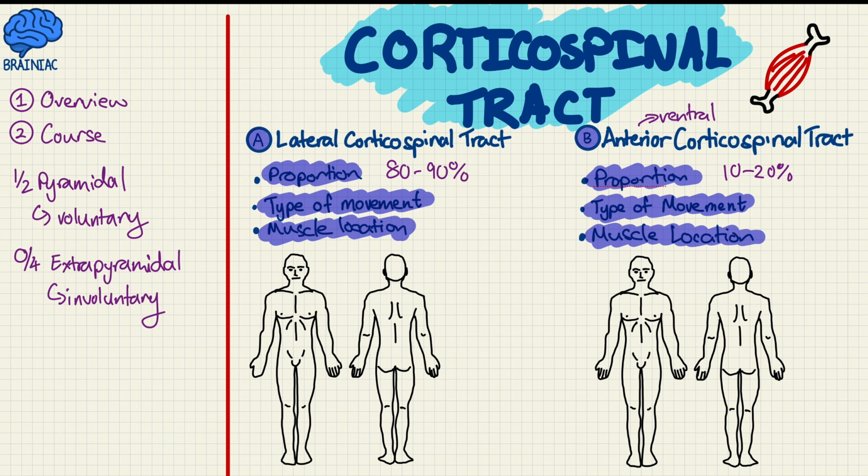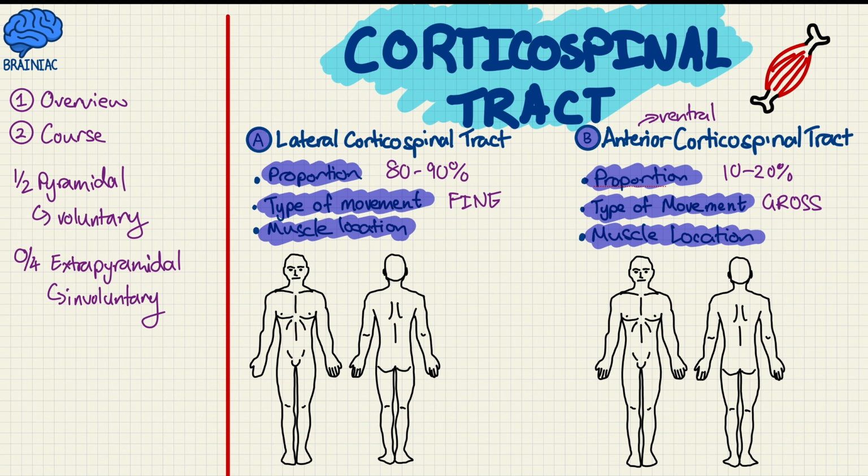Now, the lateral tract is responsible for fine motor movements, such as those of your fingers, of your toes. And opposite to this, the anterior tract, or the ventral tract, is mostly responsible for gross motor movements, so movements that have less precision but more power, such as those of your hip, of your trunk. And in order to give us these different types of movements, fine versus gross, the lateral and the anterior tract must innervate different muscle populations.